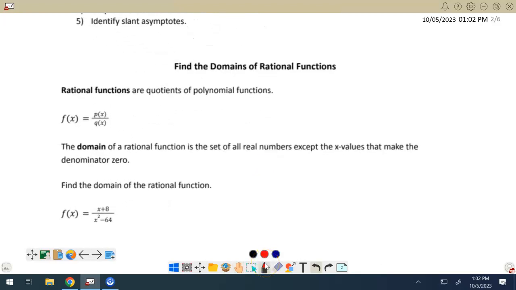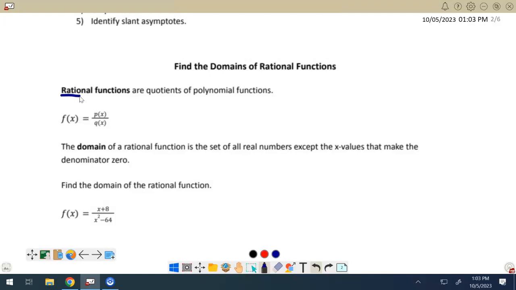Rational functions are quotients of polynomial functions. The root word there in rational is ratio, and that indicates that it's going to be a fraction. And so that's what we see here. We have the quotient of polynomial functions. That quotient means we're dividing, which means we have fractions.